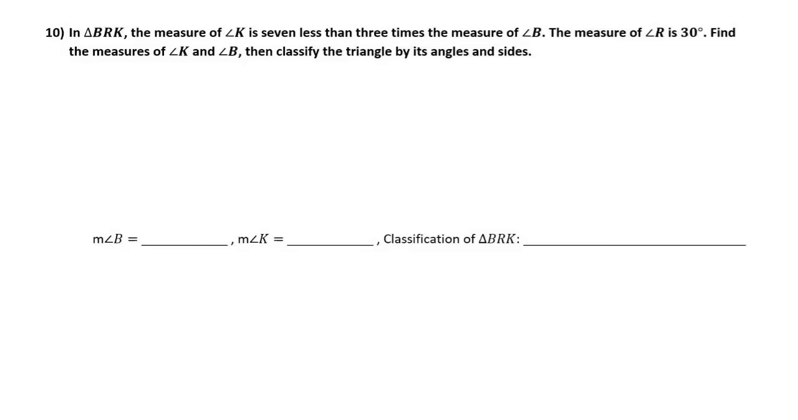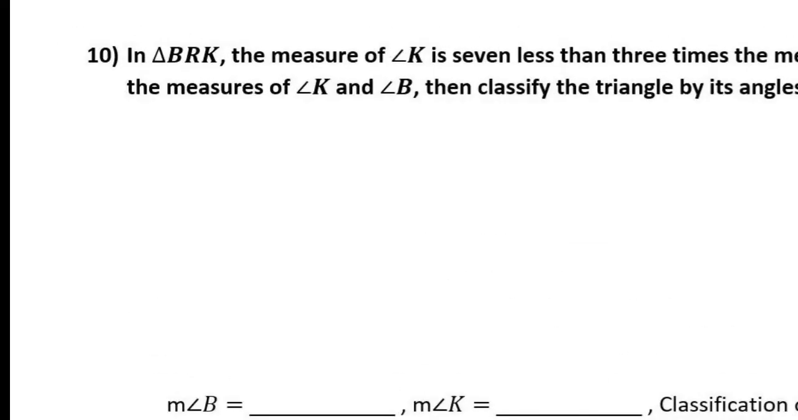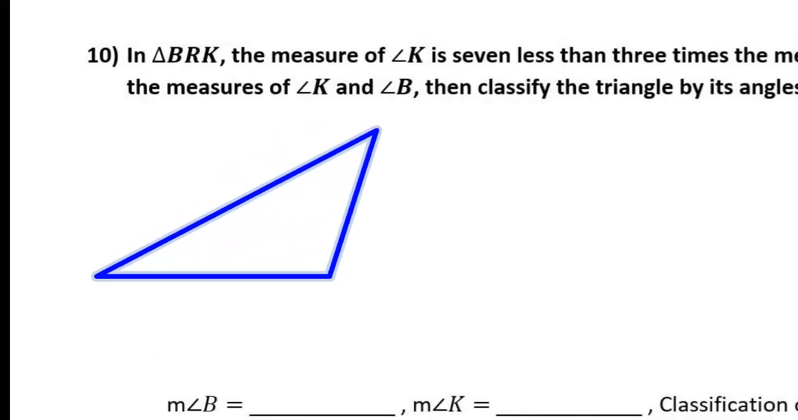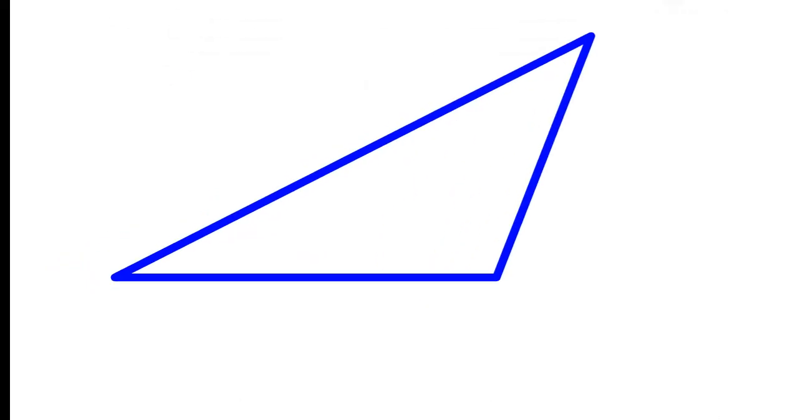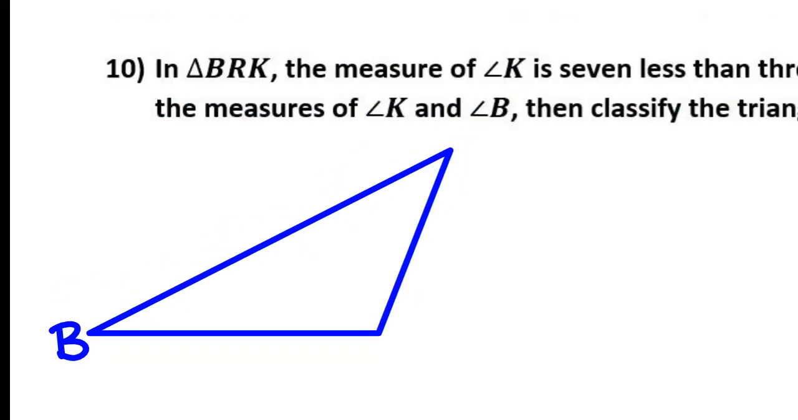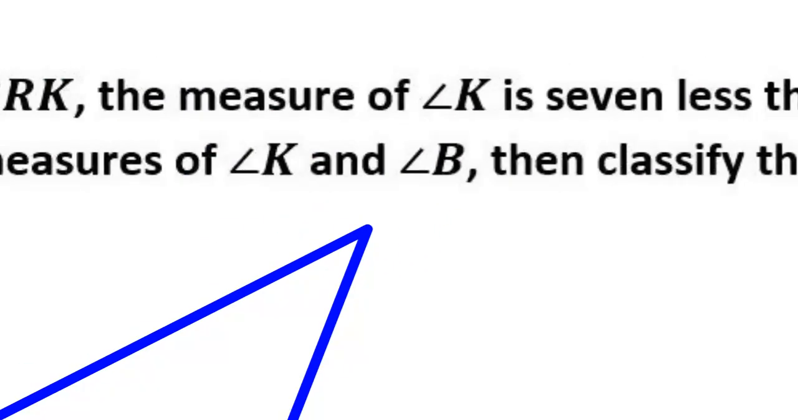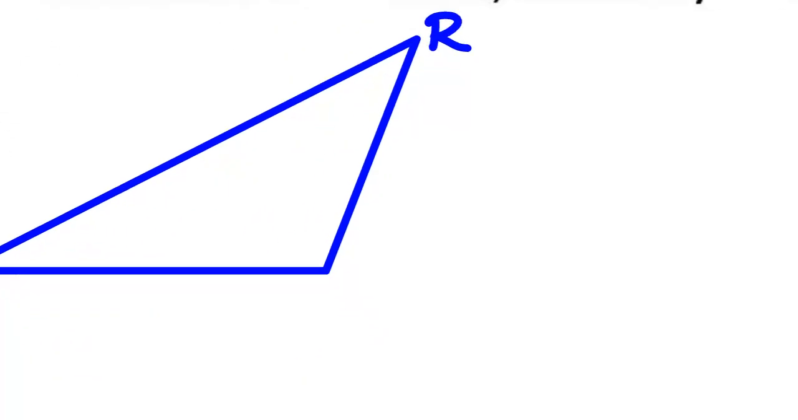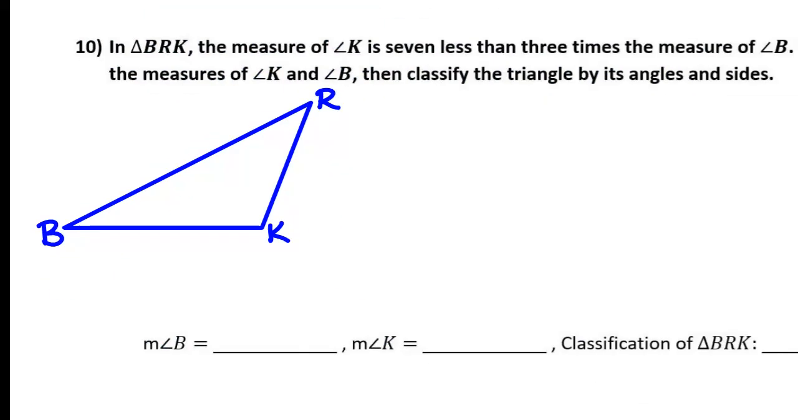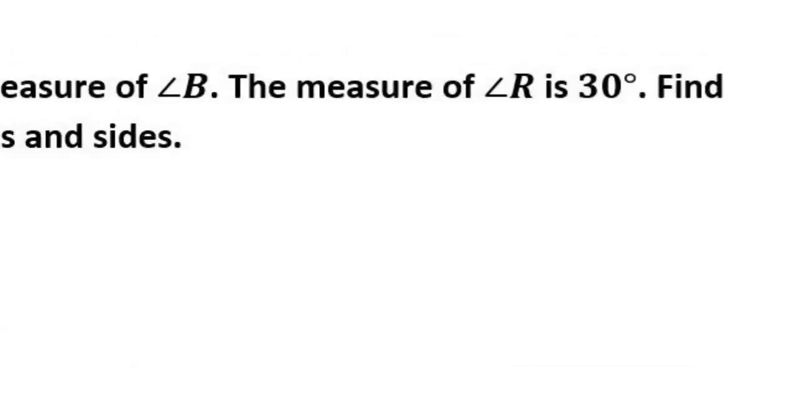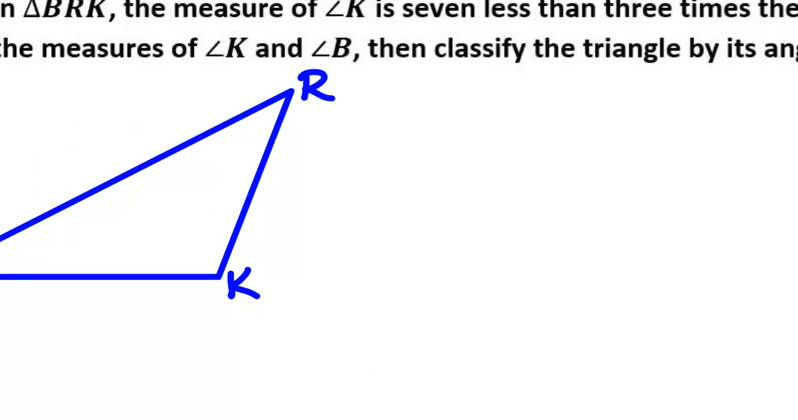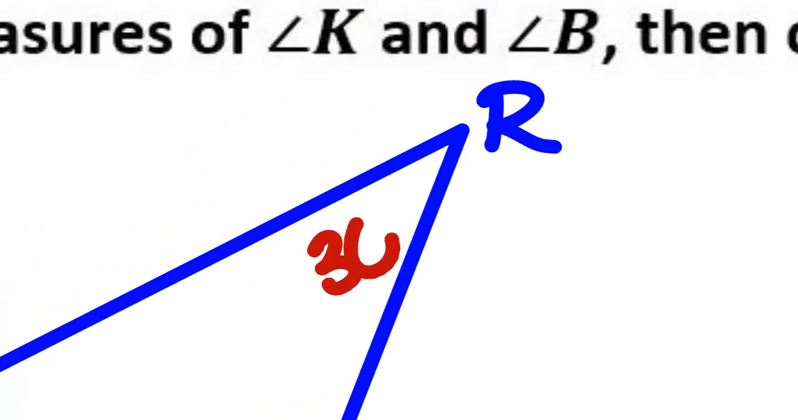So the first thing I'm going to do is draw a picture to go with this. Something like this. And I know it's B, R, and K. They told us up here the angle R is 30 degrees. So I'm going to come over to my picture and add that. 30 degrees.